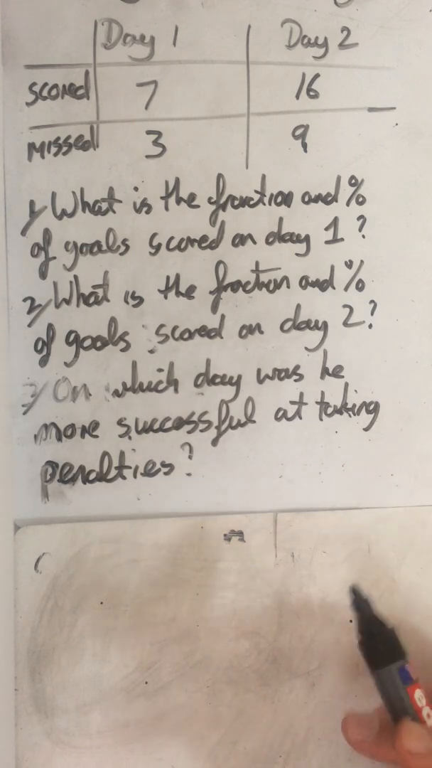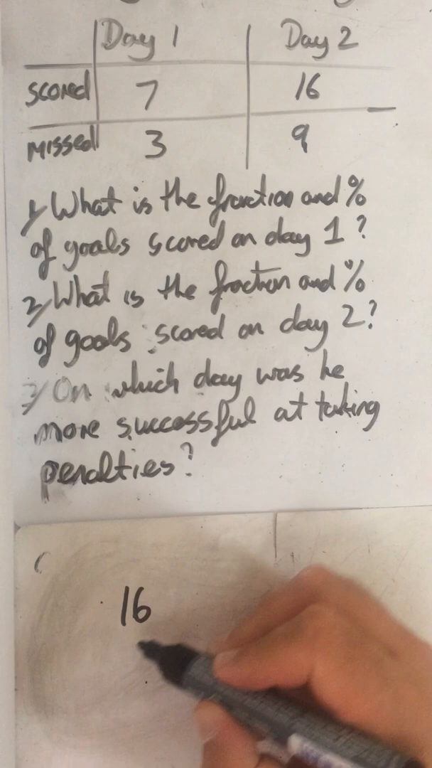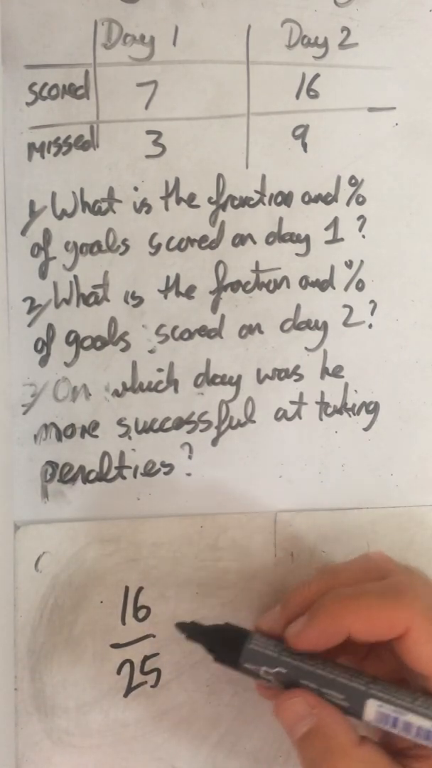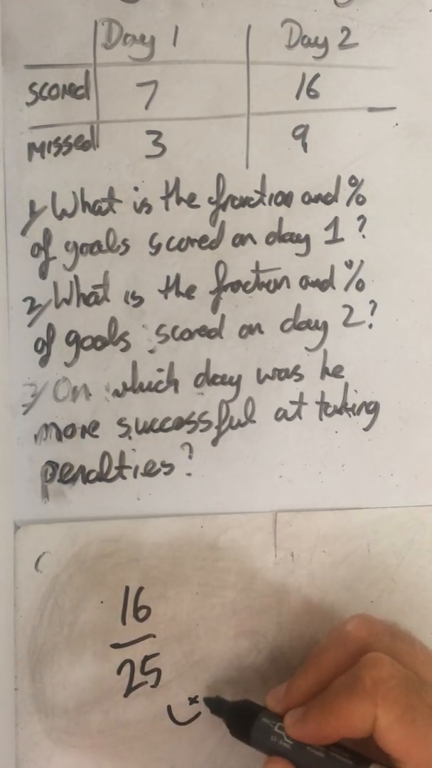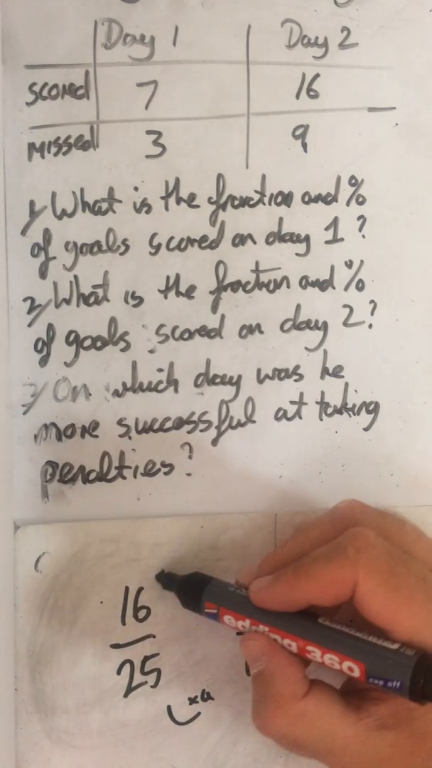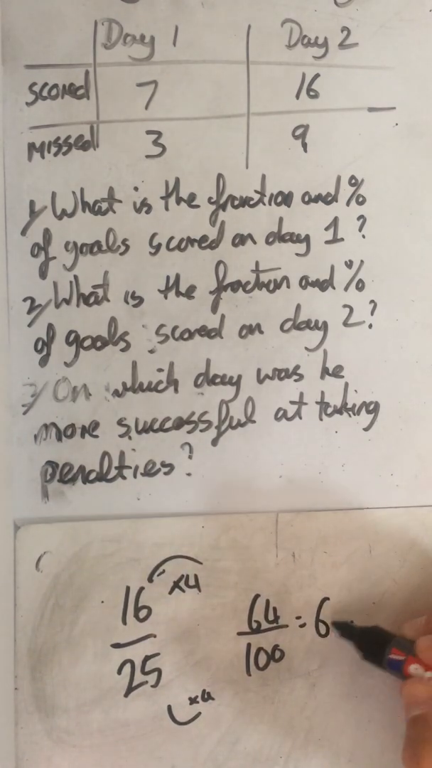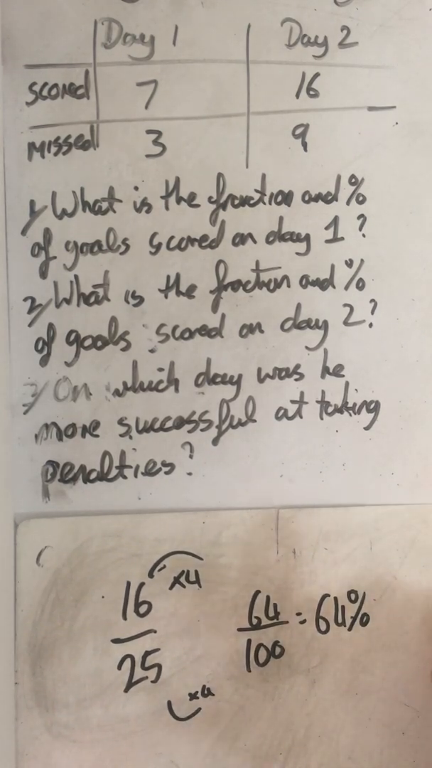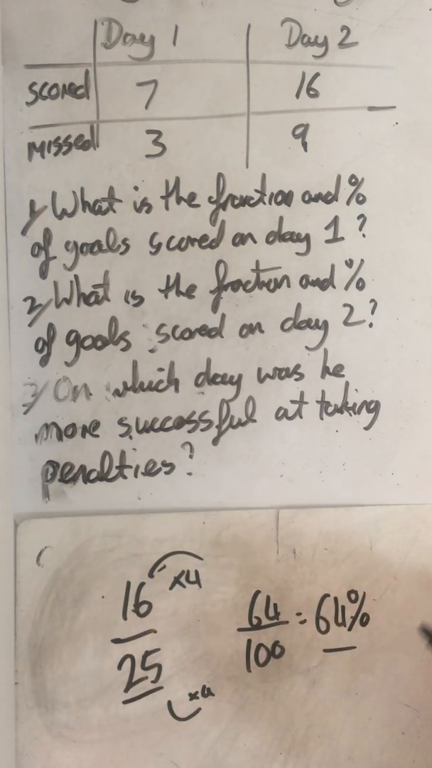What fraction and percentage of goals were scored on day 2? Well, he scored 16 out of 25. I can't simplify that any further, so I'm going to turn that into a percentage. I'm going to times that by 4 to get me 100. Remember, a percentage is just a fraction out of 100. Times 4, 16 times 4 is 64. So 64% of his penalties were scored. So that will be the answer to the second one. We've got our fraction and we've got our percentage.